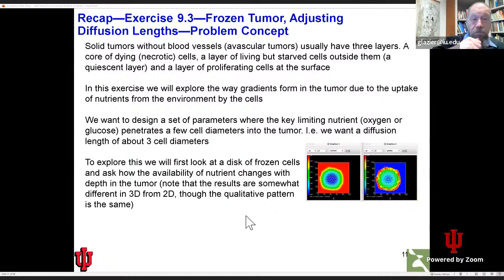We're going to have those cells take up the nutrient and ask the question, what is the distribution of nutrient like? And it's a little bit different when you go from 2D to 3D because the surface to volume ratio is different in 3D and 2D. And so the ratio of the volumes of the quiescent and necrotic volumes for the same parameters would be slightly different in 3D and 2D. Not dramatically so, but mentioned.